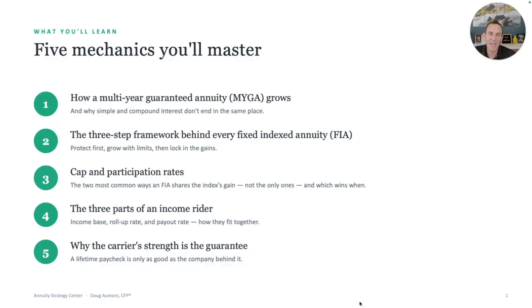The 5 mechanics you'll master in today's video are: 1, how a multi-year guarantee annuity, a MYGA, sometimes referred to as a fixed annuity, actually works. We'll discuss a 3-step framework every fixed indexed annuity is built on. We'll discuss cap versus participation rates. I'll break down the 3 parts of an income rider. And then lastly, we'll touch on why the carrier strength is the guarantee and why it's so important to underwrite the carrier that you're working with.